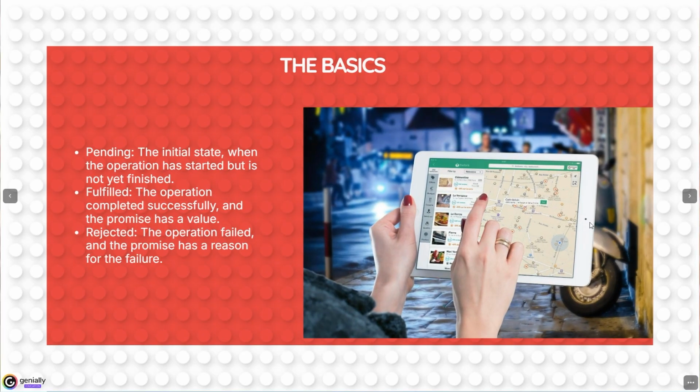These are some basics of promises in Node.js. First one is pending. This is the initial state when the operation has started but is not yet finished. Next one is fulfilled. This is when the operation completed successfully and the promise has a value. And next one is rejected. This is when the operation failed and the promise has a reason for the failure.